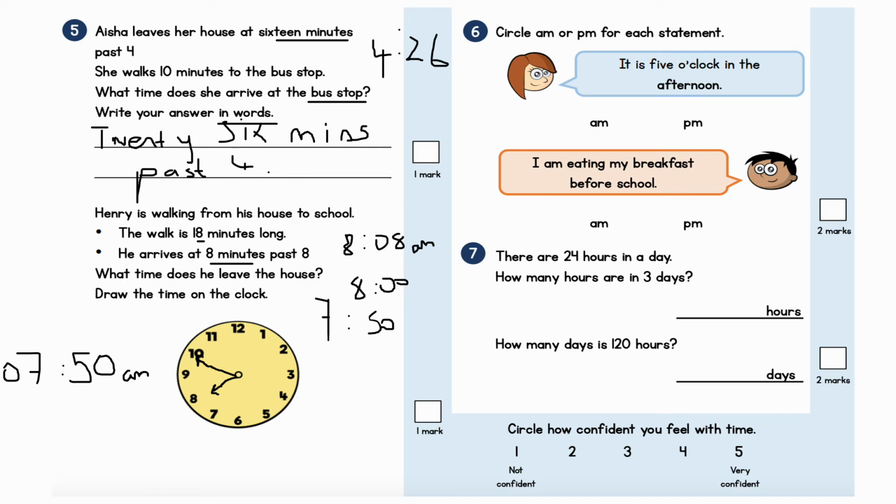This is question number 6, guys. Circle AM or PM for each statement. It's 5 o'clock in the afternoon. Afternoon always means PM. I'm eating my breakfast before school. Well, that'll be the morning, so that's going to be AM, because anything before school we class as AM.